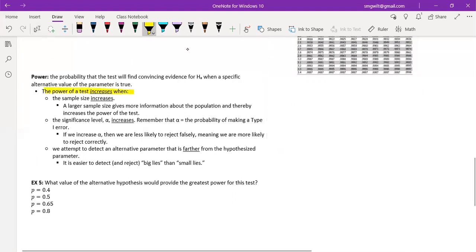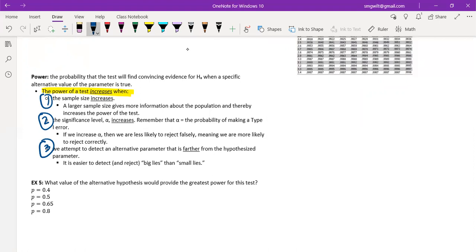So the way that we can increase the power of a test, this is what we want to do. There are three different ways. The first way is by increasing the sample size. The second way is by increasing the significance level. And the third way is to attempt to detect an alternative parameter that's further from the hypothesized parameter. So in terms of sample size, a larger sample size is going to give me more information about the population, so it's going to increase the power of my test. It's going to make my test more reliable.